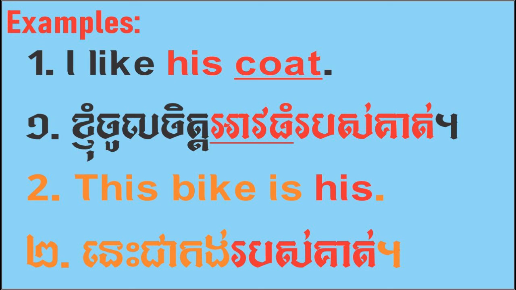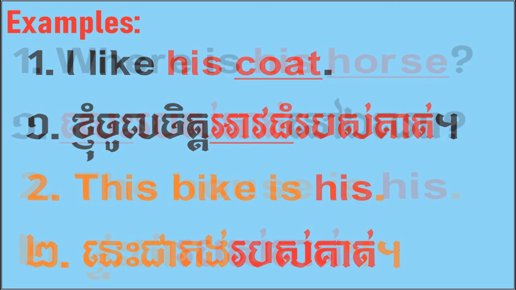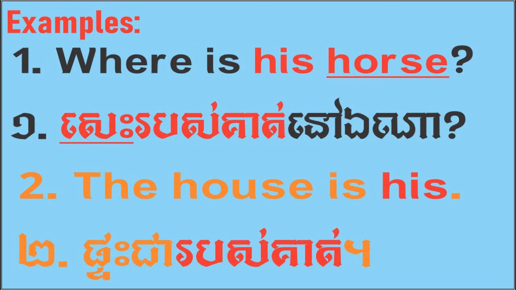His bike is already in there, but it doesn't show up so that you can actually see it, but it's in there. Let's go to the next page, examples 1 and 2. So 1 is for rule number 1 and number 2 is for rule number 2.